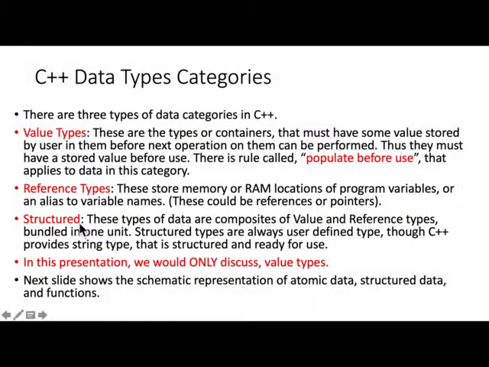Then you could have structured data types. These types of data are composites of value and reference types bundled into one unit. Structured data types are always user defined, though C++ provides a string type that is structured and ready for use. In this discussion from hence on, I'm only going to use value types. And the next slide shows the schematic representation of atomic data, structured data, and functions.